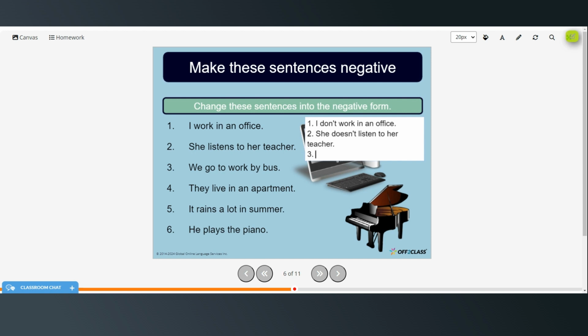Okay, number 3, we go to work by bus. The negative would be we don't go to work by bus. Number 4, they live in an apartment. The negative is they don't live in an apartment. Number 5, it rains a lot in summer. So the negative would be it doesn't rain a lot in summer. And number 6, he plays the piano. The negative would be he doesn't play the piano.